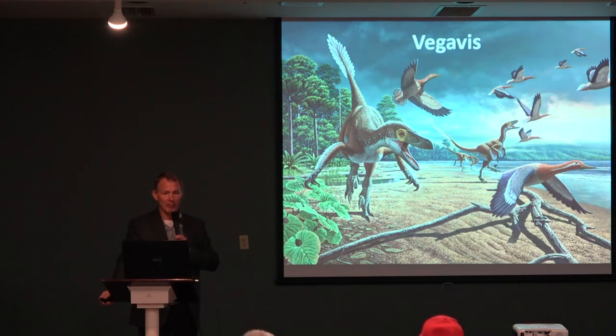This is a picture out of the May 2018 National Geographic magazine. This includes the latest find of Vagavis, a bird that looks like a modern duck. Brad's a duck hunter. That's the kind of duck he'd go after, right? Yeah, definitely. So it was actually discovered to be contemporary with dinosaurs, again, completely debunking the theory that dinosaurs evolved into birds.